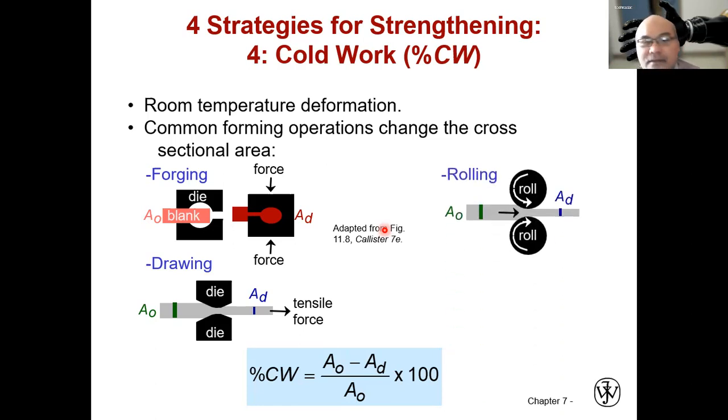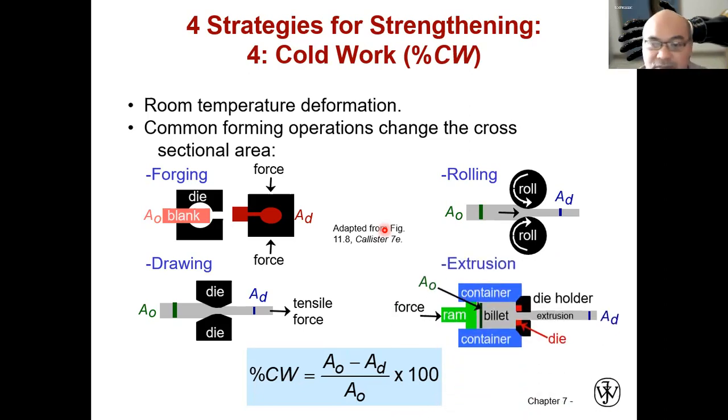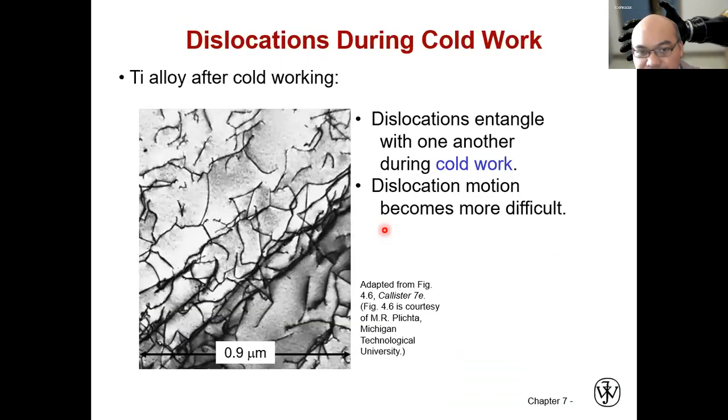The third way is by rolling, where we put the material between rollers to make its cross section smaller. And finally, by extrusion, by pushing the material inside the billet using force, and the extrusion will come out through the die holder. So under observation in a microscope, this is what happened in titanium alloy after cold work.